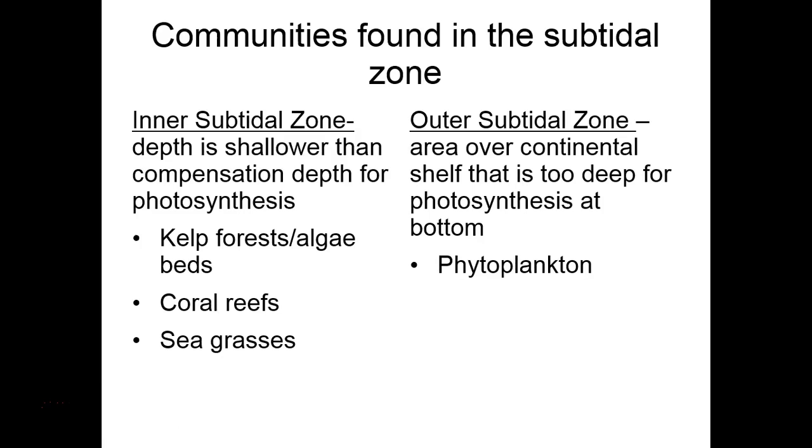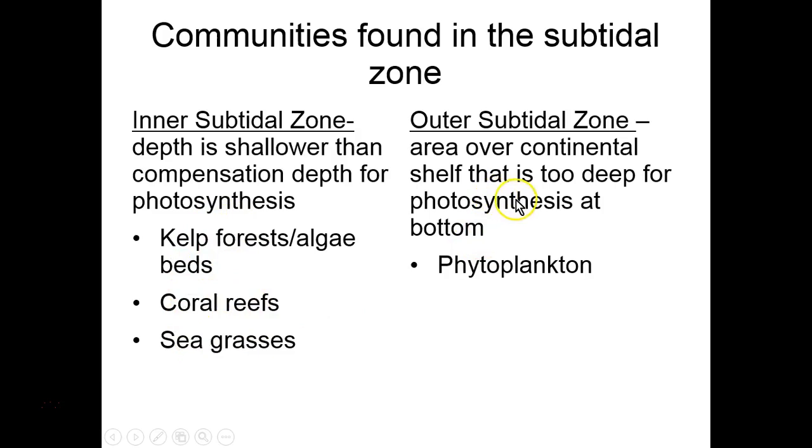Okay. The communities that we see in the subtidal zone depend on the depth of the water. So in the inner subtidal zone, the depth is shallower than the compensation depth for photosynthesis, which means that light can penetrate all the way to the seafloor in the inner subtidal zone. And therefore, we can find kelp forests and algae beds, coral reefs, and seagrasses in this environment. Okay, and then all the organisms that go along with those.